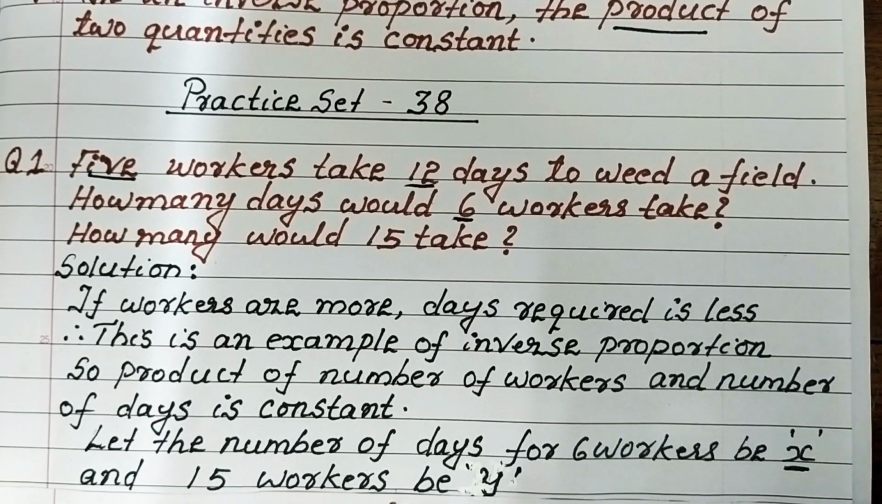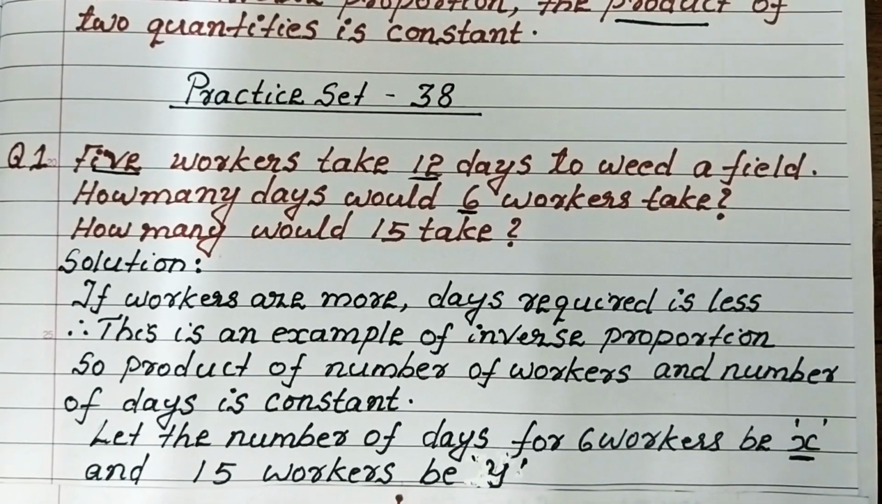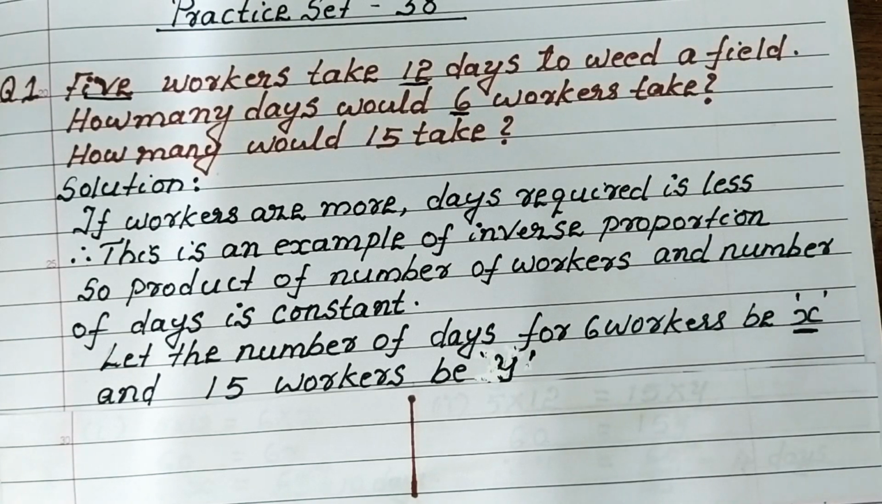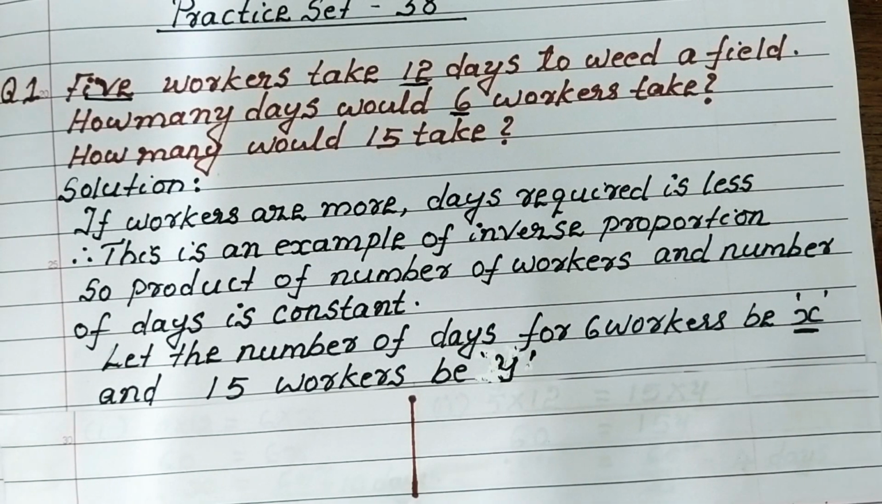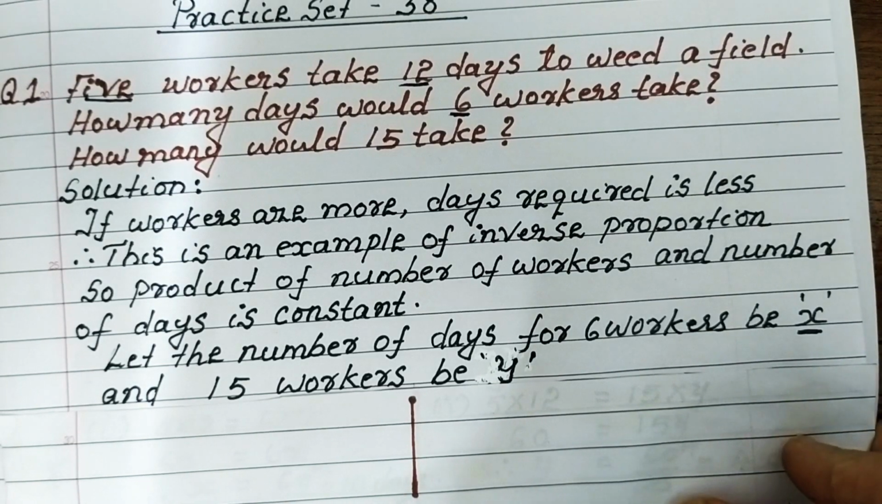So, let the number of days for 6 workers be X, and for 15 workers be Y. You are going to find out how many days 6 workers would take. So, you can write it as, which one is a constant? The product of two quantities. Here, which are the two quantities? Number of workers and number of days.